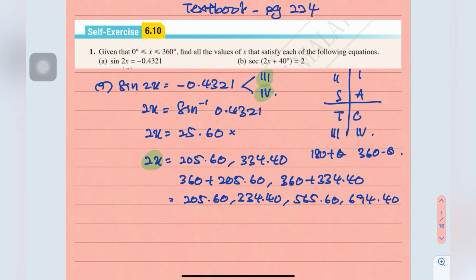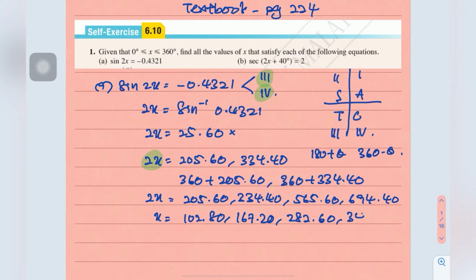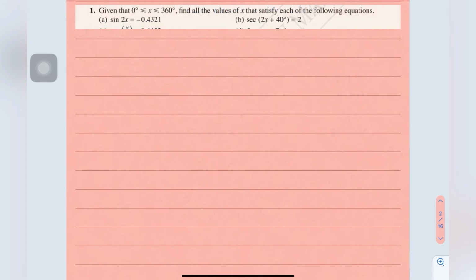To find the value of x, we divide all by 2, which is 102.80, 167.20, 282.60, and 347.20.